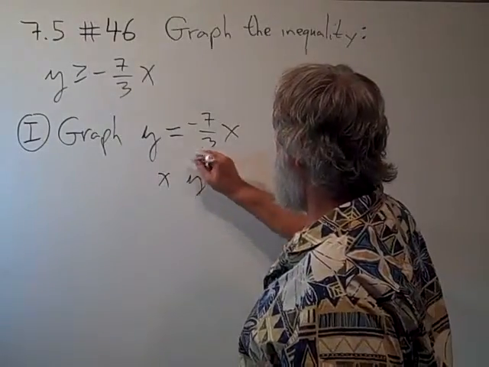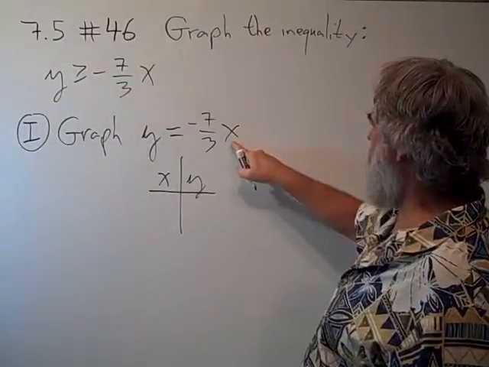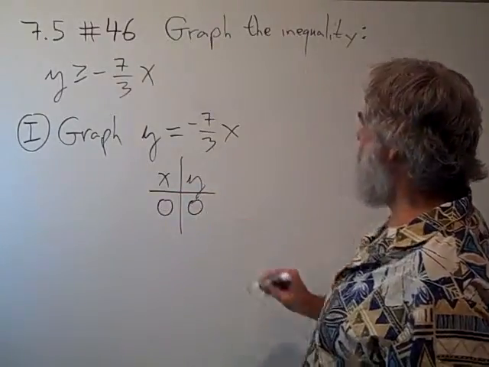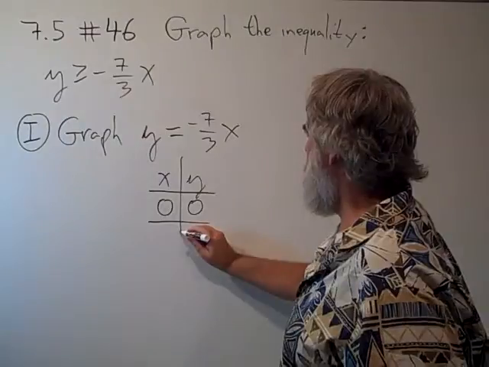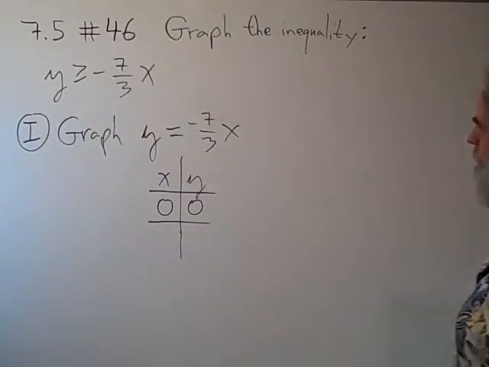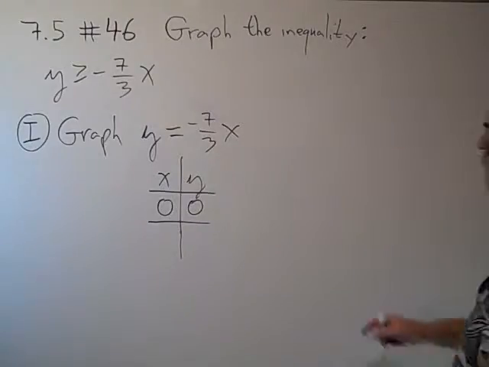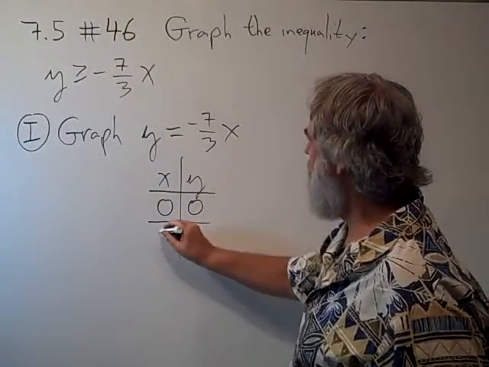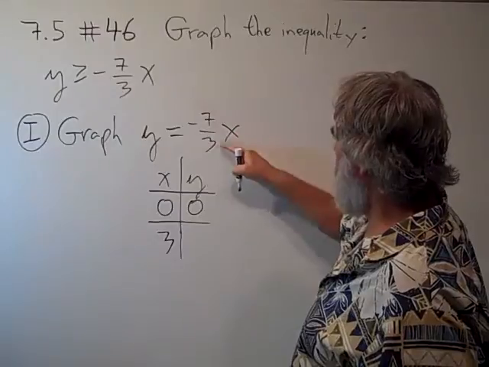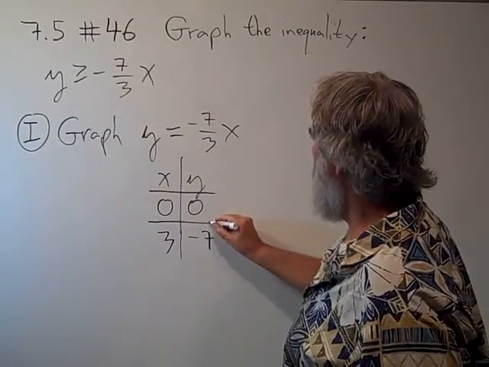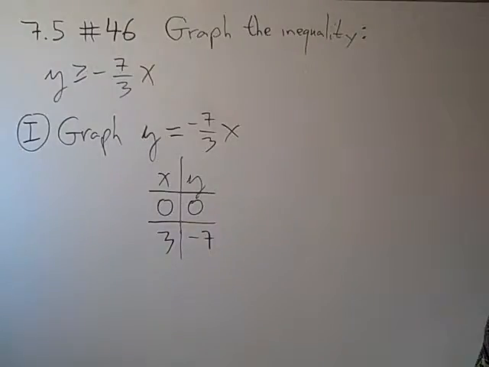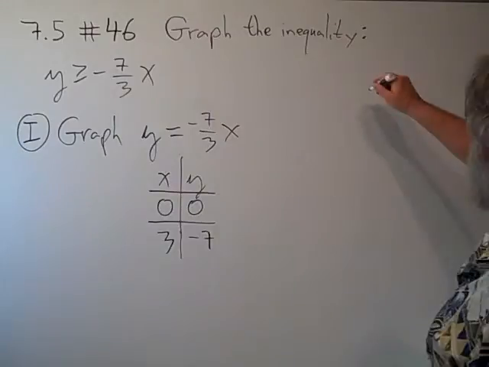So I'll make a little xy table, and notice that if x is 0, then so is y, because anything times 0 is 0. So this line goes through the origin. For another point, let's pick, let's say x equal 3. Because 3 divides into 3, canceling out, leaving negative 7 for y. You can pick the easiest points that you can find. And so we have 2 points, we can graph the line.